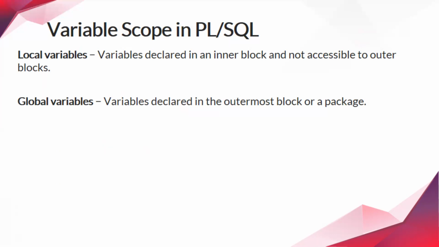Whenever a local variable is declared in an inner block, it cannot be accessed by the outer block, and it is called a local variable. Wherever the variable is declared in the outermost block, it can be used anywhere in your program. That is called a global variable.